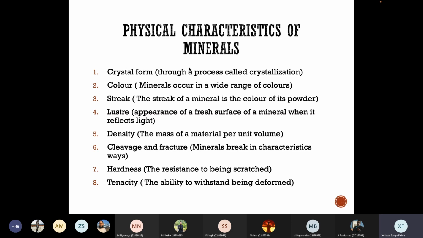And then the other thing they say is the lustre. It's the appearance of a fresh surface of a mineral when it reflects light. So what they do is they will take light and expose it to a mineral or a rock, and how the light is reflected is how they know, okay, maybe we're dealing with granite or with feldspar. Those are different types of rocks, right? So they already know that for this type of rock, this is what we are expecting.